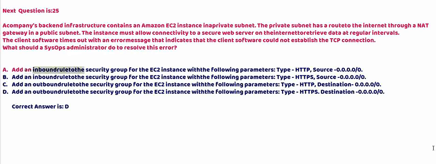A. Add an inbound rule to the security group for the EC2 instance with the following parameters. Type HTTP, source 0.0.0.0/0. B. Add an inbound rule to the security group for the EC2 instance with the following parameters. Type HTTPS, source 0.0.0.0/0.